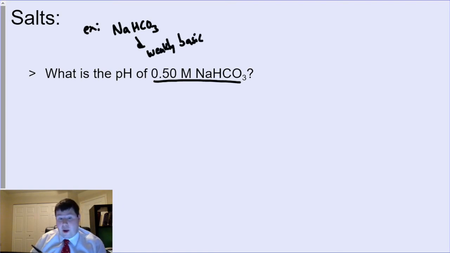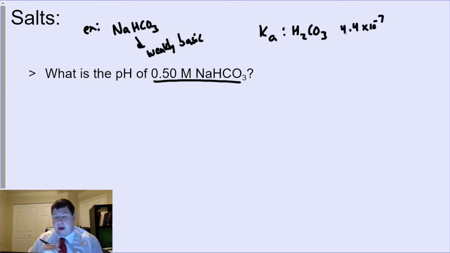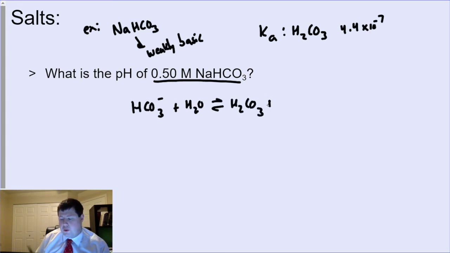I would then need to go ahead and look up the Ka of the conjugate acid in my textbook. The Ka of H2CO3, it looks like, is 4.4 times 10 to the minus 7th. But what I really need is the Kb for my HCO3-, because when this dissolves in water, the hydrolysis reaction I'm going to get is HCO3- plus water in equilibrium with H2CO3 plus OH-.